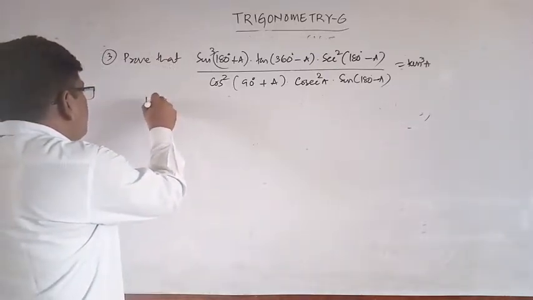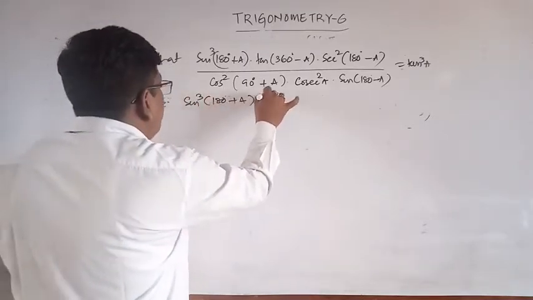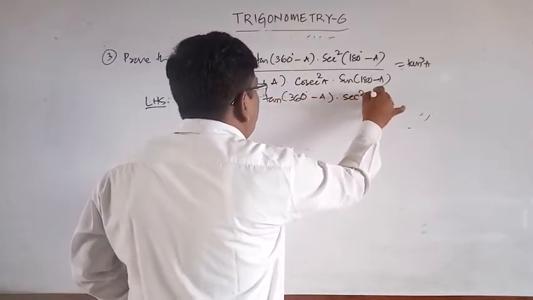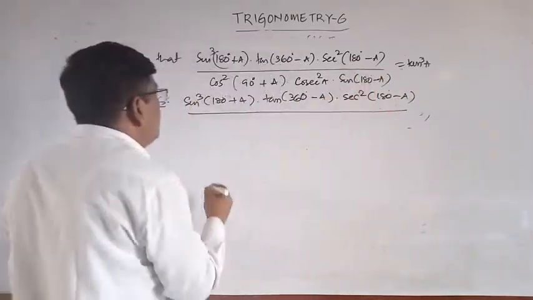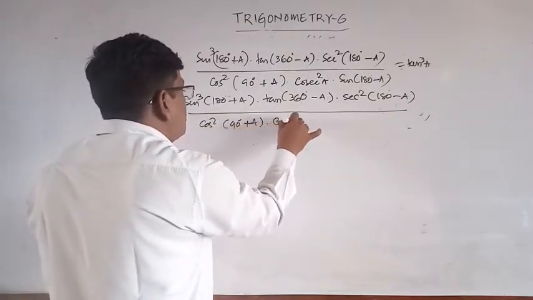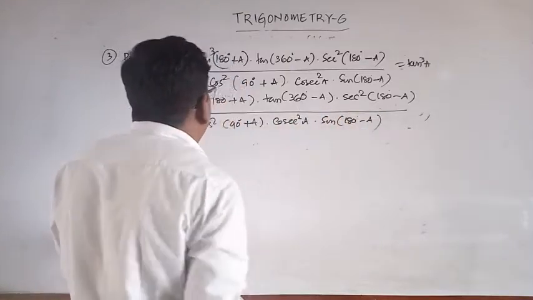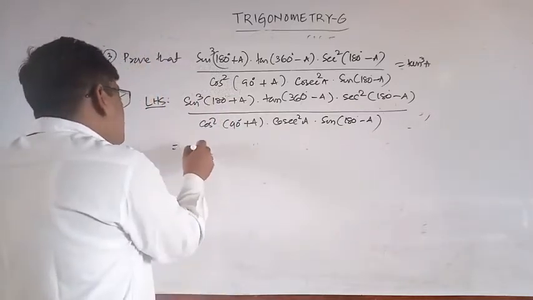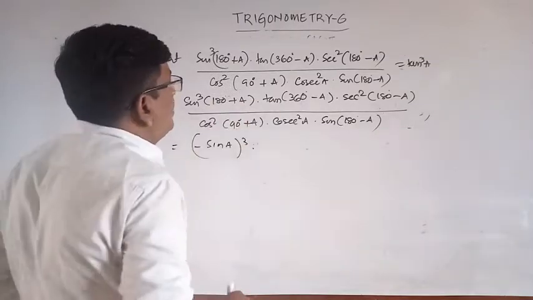So left hand side, that is sin cube (180 degree plus a) into tan (360 degree minus a) into sec square (180 degree minus a) whole divided by cos square (90 degree plus a) into cosec square a into sin (180 degree minus a). By formula, what is sin (180 degree plus a)? That is minus sin a. So minus sin a whole cube. And what is this? Tan (360 minus a).